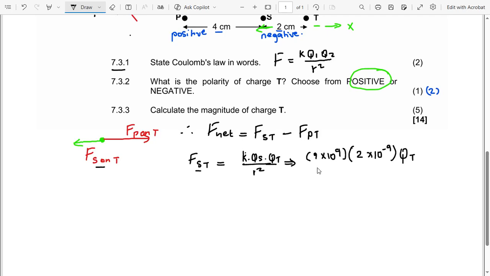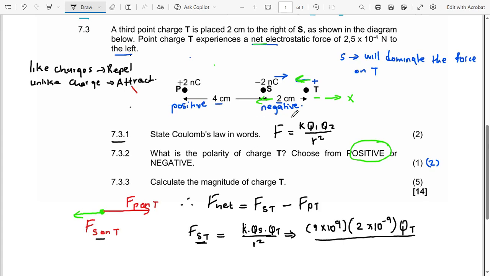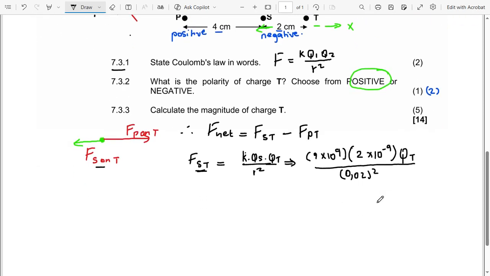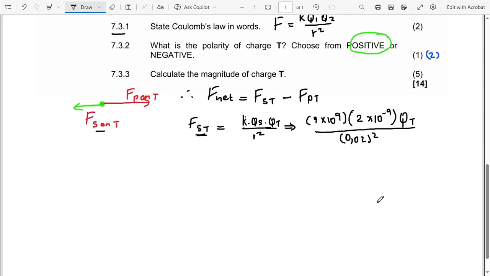Q of T, divided by the distance between ST squared. The distance between ST is 2 centimeter. Then you convert that to meter, which will be 2 divided by 100, equal to 0.02. So this will be 0.02 everything squared. If you like, you can just leave your answer like this for now. Then let's go and find the force of PT.